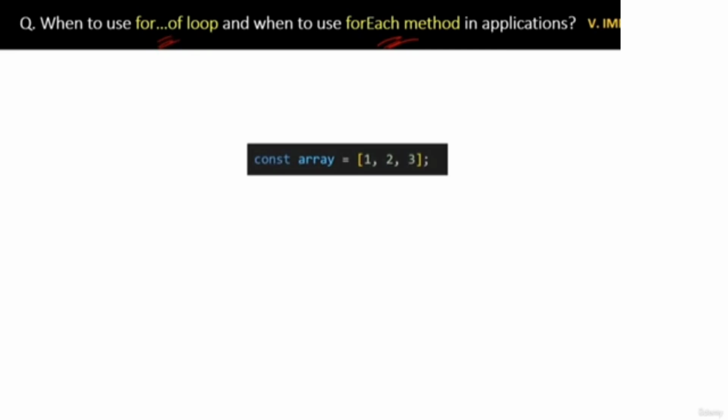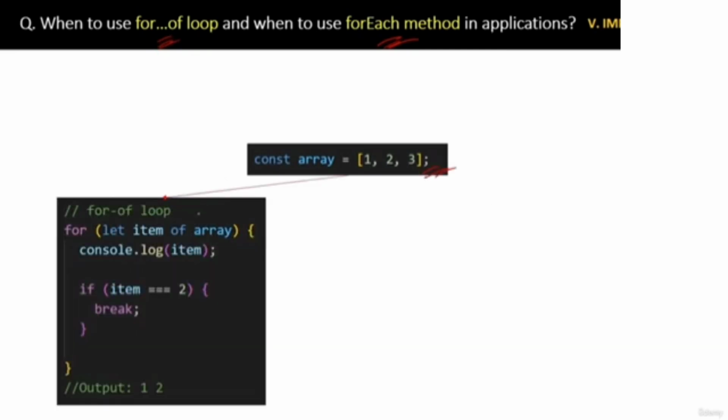When to use the for...of loop and when to use the forEach method in applications. Alright, we already know forEach is a great and short method to iterate arrays or objects. Does that mean we do not need the for...of loop? The answer is no. We need the for...of loop for some cases. For example, suppose we have an array like this. First, we will use the for...of loop to iterate the array, and inside the for...of loop, we can use statements like break or continue like this. It will work completely fine and will give the proper output.